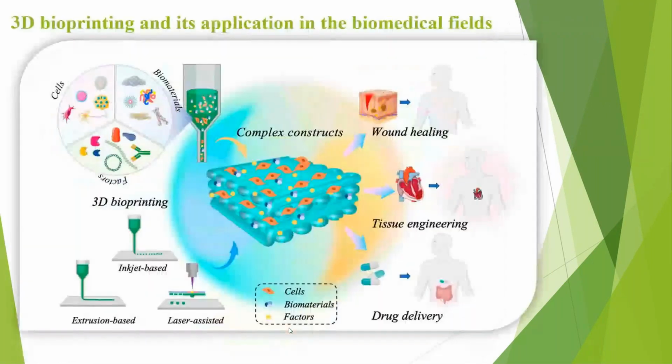And coming to the biomedical applications, as we have already seen, there are three basic types of printing process: inkjet based, extrusion, and laser assisted. So after making a complex construct from the algal polysaccharides, we can use it for various biomedical applications, which involve wound healing, tissue engineering, and also drug delivery, which are the most predominant sectors on the biomedical side.